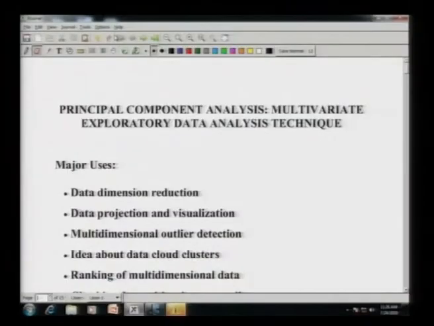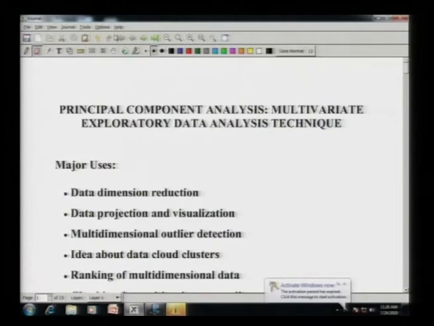And also, if you recall that initially we had talked about the various uses of principal component analysis, that is after the data dimension reduction, what all we can achieve through that, and I am going to explain to you in detail those aspects of the uses of principal component analysis. Okay. So, this is the principal component analysis. It's a part of multivariate exploratory data analysis technique.